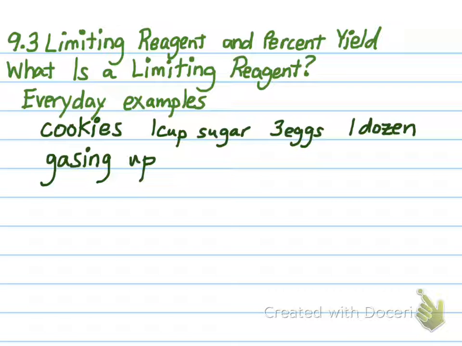In that case, your limiting reagent that determines how much gas you can purchase is the amount of money you have. That's another example of a limiting reagent in real life.